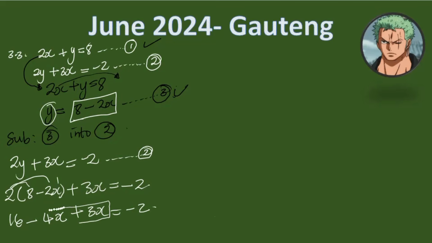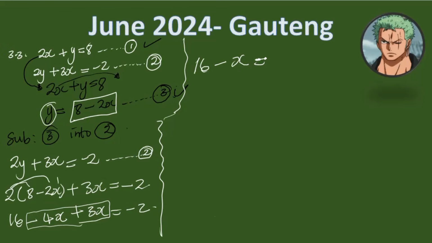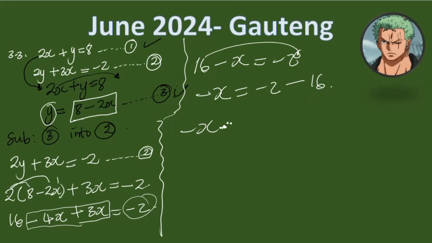Right? What do I do? I add like terms. Here are like terms there. See? Beautiful maths. 16 is equal to negative 4 plus 3, that is negative 1x. Right? This is equal to this negative 2 that you see here. Then 16 goes to the other side. I'm left with negative x is equal to negative 2. When 16 gets there, it becomes negative, so that's negative 16. So I have negative x is equal to negative 2 and negative 16. That is negative 18.